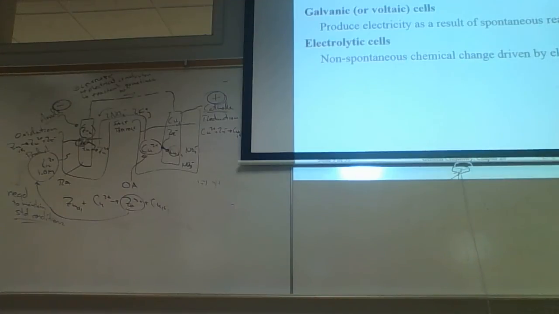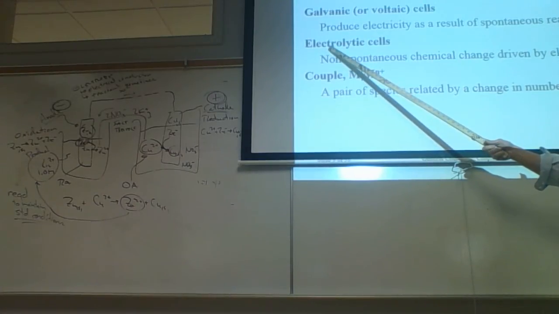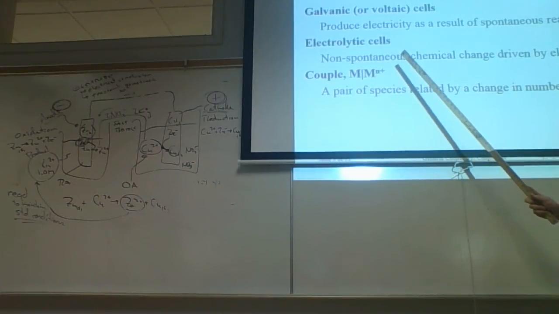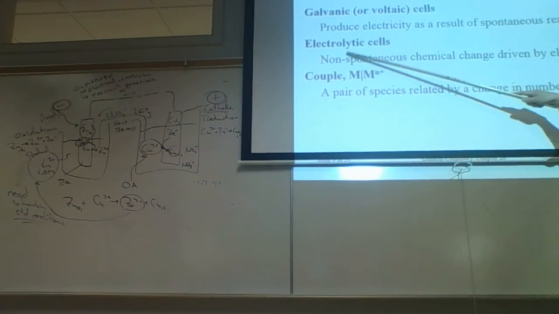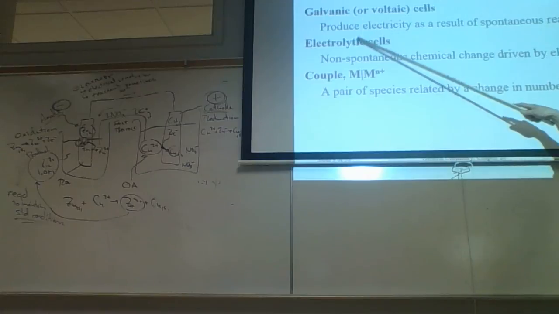Electrolytic cells are used to recharge the battery. They're also used to generate high-energy chemicals like sodium metal and chlorine gas. Most of the sodium metal, in fact all the sodium metal that people use in labs, is not mined out of the ground. It's manufactured from sodium ions, sodium salts. Okay, we have some other things. So these are the two types of electrochemical cells.